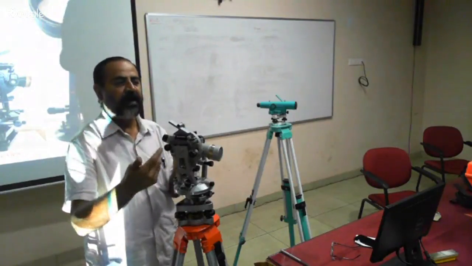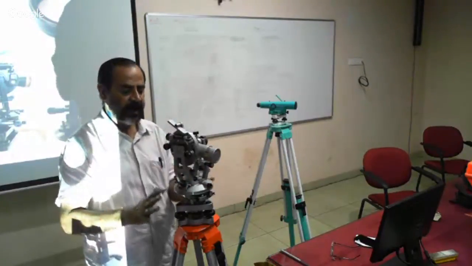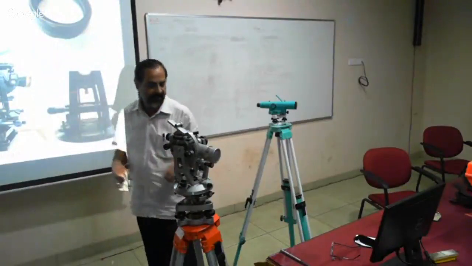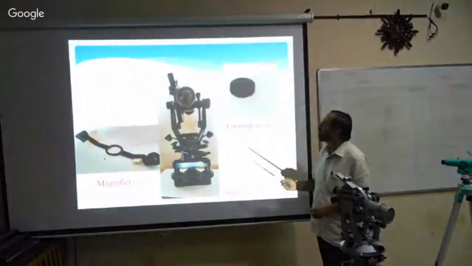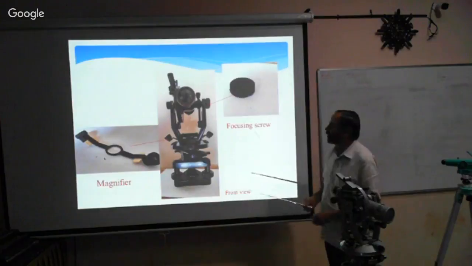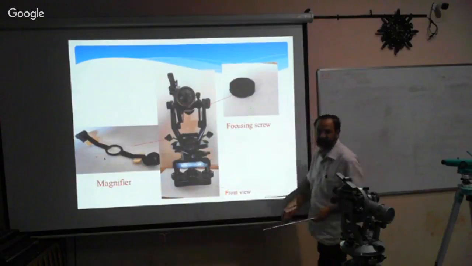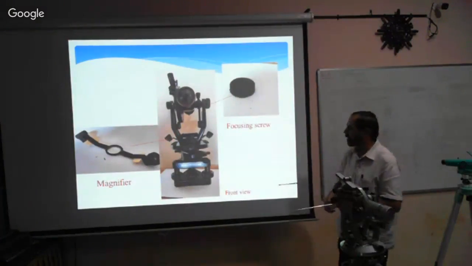Now the U frame or A frame, whatever it may be, is used to support all the parts of the theodolite, isn't it? Next, please. Again, this is the focusing screw. This is the magnifier, and this is the vernier to read, because it is graduated. The graduation is very small, therefore to read we need a magnifier, isn't it?